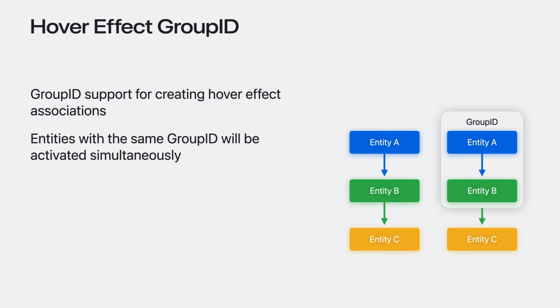Also, the Hover Effect component is receiving a new feature, Group IDs. Group IDs are a way to create associations between hover effects. Any hover effects that share a group ID will also share activations. Assigning hover effects a group ID will give you complete control of how a hover effect is activated, irrespective of their relative hierarchy to each other. Normally, hover effects are applied hierarchically, like in the example on the left, where child entities inherit the effects of their parent entities. However, if an entity has a group ID, like entity A and entity B in the example on the right, then they will not propagate their effects to their children.